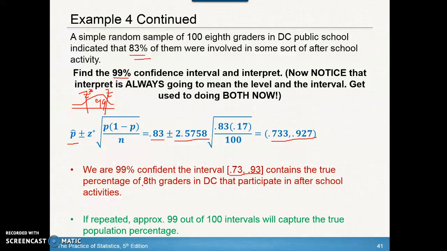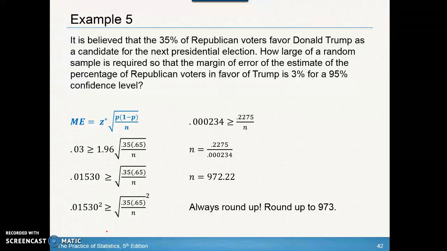Now, the next one is the level. Remember, the level discusses the process that was used to find the interval. If repeated many times, approximately 99 out of the 100 intervals will capture the true population percentage of 8th graders in DC that participate in after-school activities.